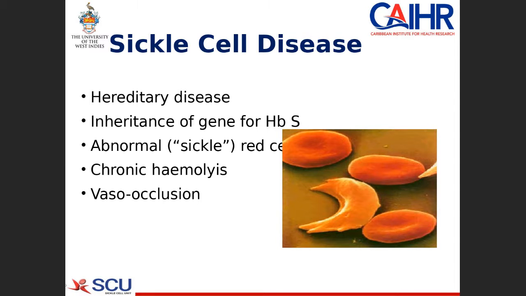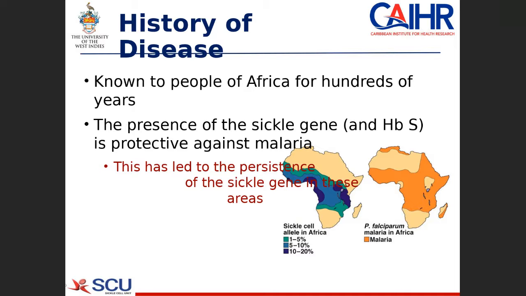All right. Now, sickle cell disease is not a very new disease. It's been known to occur in peoples of Africa for hundreds of years, and different tribes gave it different names based off of the cries of the persons who were undergoing what we now know to be sickle cell pain crises. And sickle cell has persisted in Africa, and that's where the highest burden of the disease is. That is largely because the sickle gene is protective against malaria. We know that malaria is endemic in many areas in Africa.